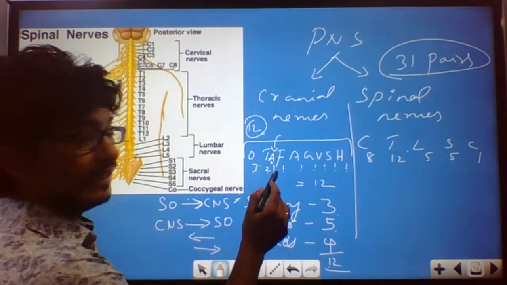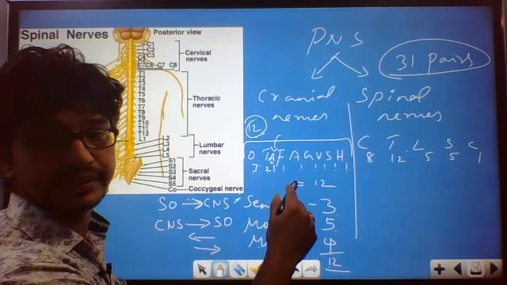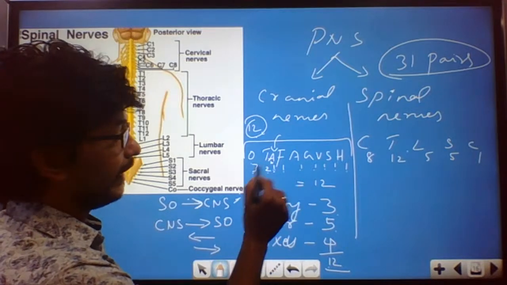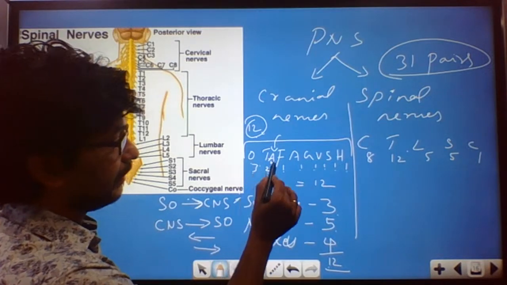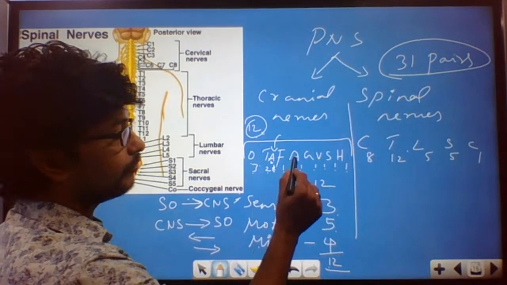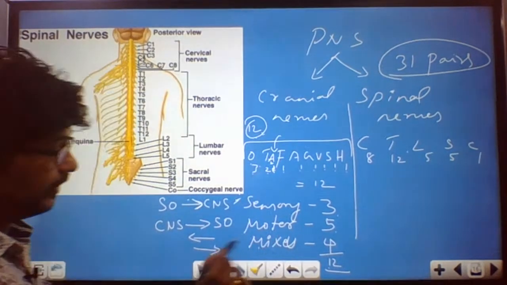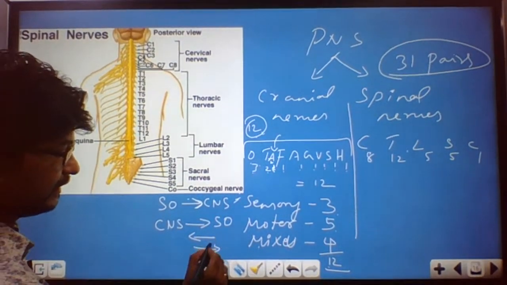Okay, so guys, please include this A here as far as the formula is concerned. Thanks Priyanka, thanks for reminding. So in OTA, you need to include the additional one, then it comes to 12 in number. OTAFAGBSH. Okay.